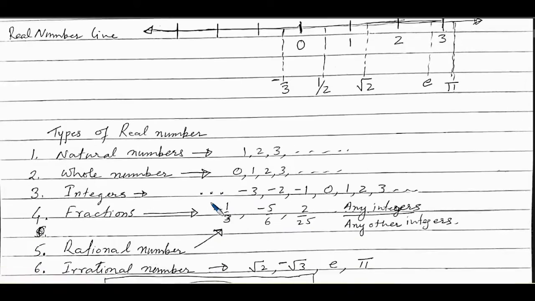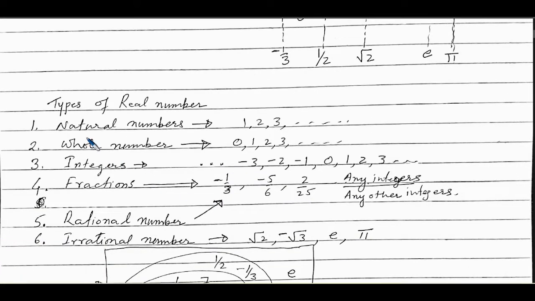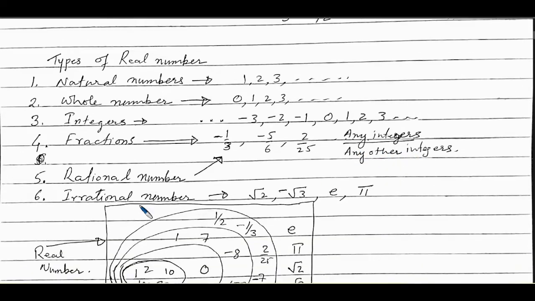So how many types of real numbers are there? There are natural numbers which you count using a finger 1, 2, 3 and so on. Then there's a whole number, you add 0 to the natural number, then it becomes a whole number. And if you add all the negative numbers, then it is called the integers. And if you take ratios of the numbers, either negative or positive, any integer divided by any other integer, then these are the fractions. And any number which can be represented as this fraction is called a rational number.